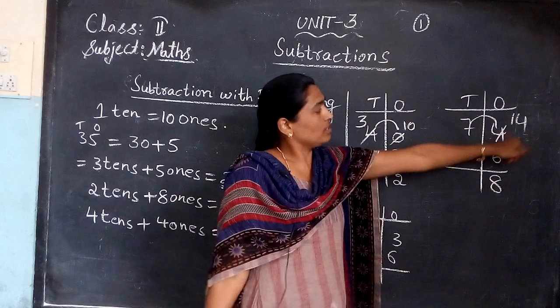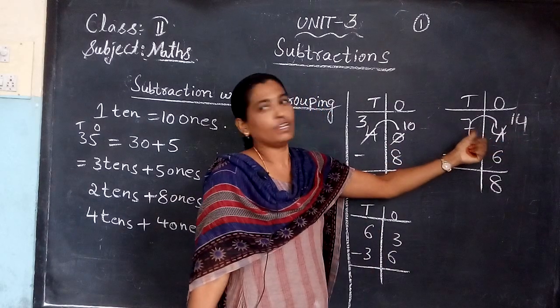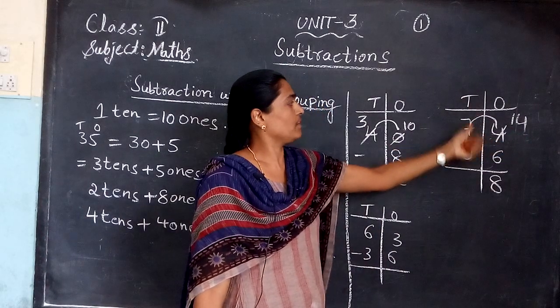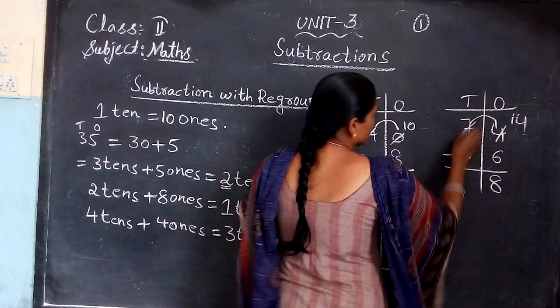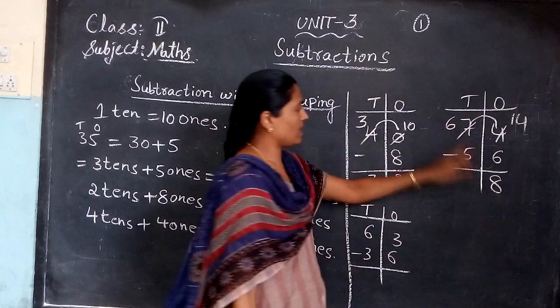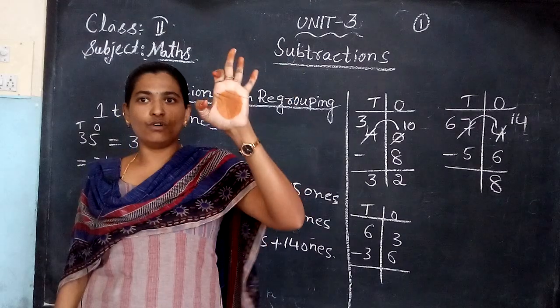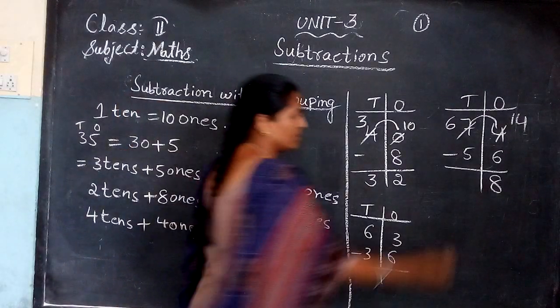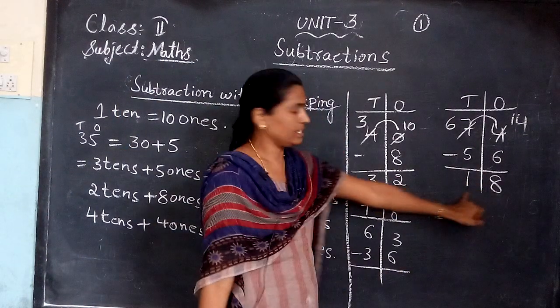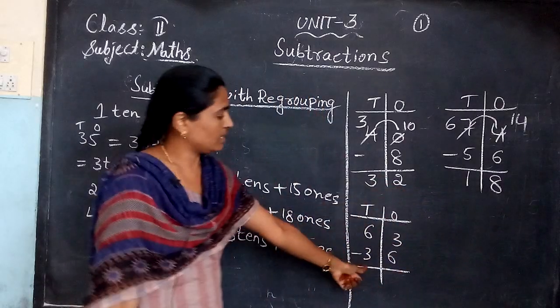One number is given to the ones column. What number will be there in the tens column? One number will be decreasing. 7 before number, what will come? 6. 6 in the mind, again 5 in your fingers. 6 before 5, 4, 3, 2, 1. Yes, what is the answer? You got it? 18.